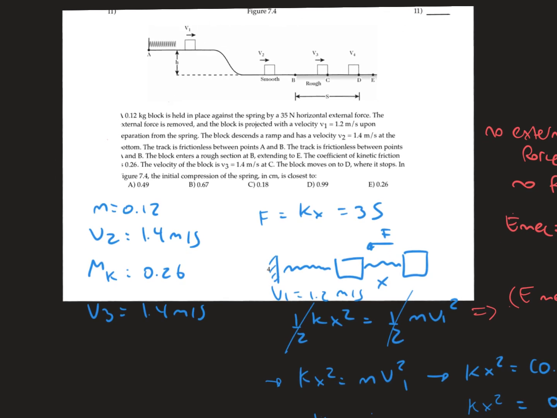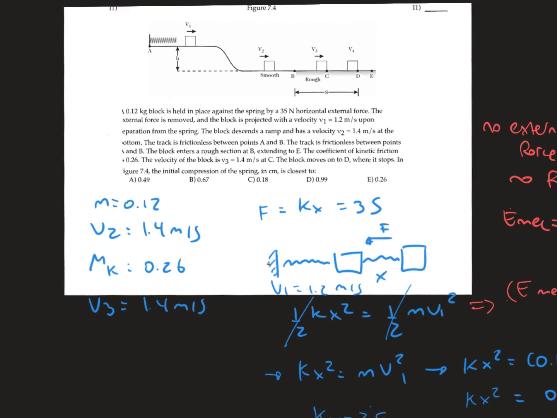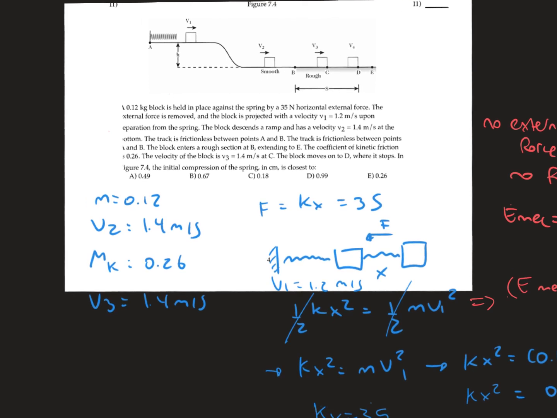Then it also says that the track is frictionless between points A and B, which means that the block will enter a rough section at B that will extend all the way to the right to E. The coefficient of kinetic friction is 0.26, and the velocity v3 is going to be equal to 1.4 meters per second at point C. Then the block moves on to D, where it stops, no velocity anymore.